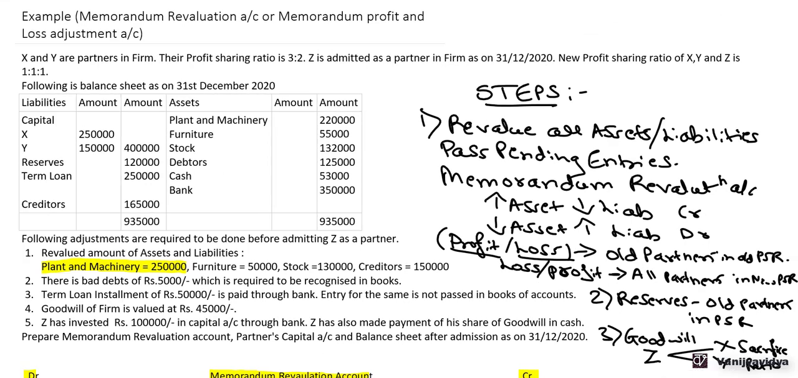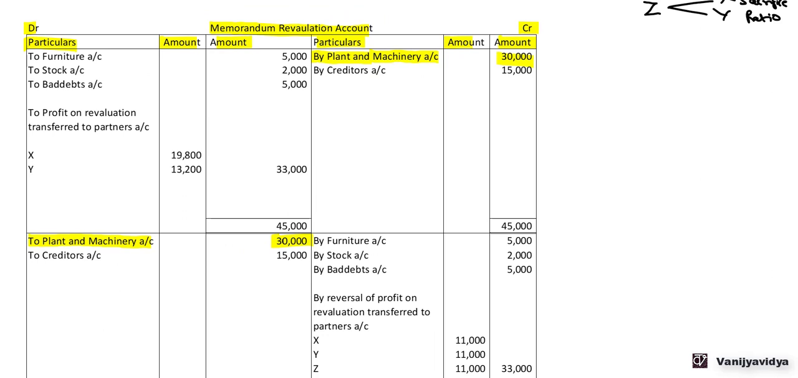Next, furniture 50,000. Now furniture was 55,000. There is a reduction in the value of the asset. So normal entry would have been your revaluation account debit to furniture account. So in the memorandum revaluation account, on the debit side, we have to record this 5,000. So memorandum revaluation account debit side to furniture account 5,000. Now let us reverse this entry simultaneously. So now in the second part, by furniture account 5,000.